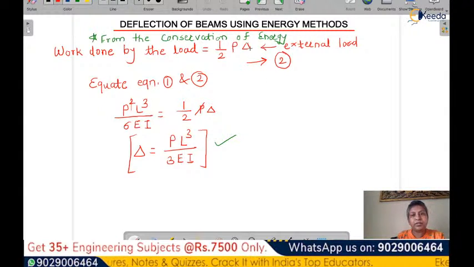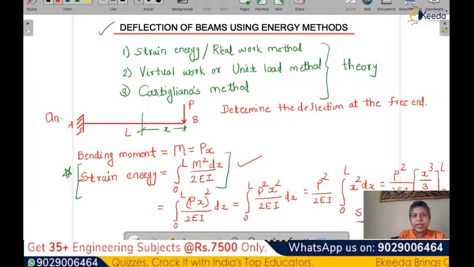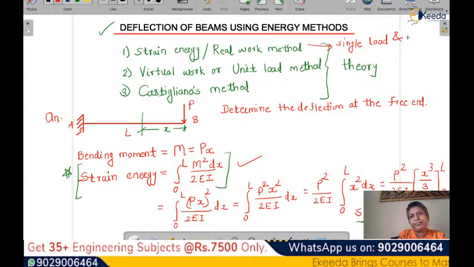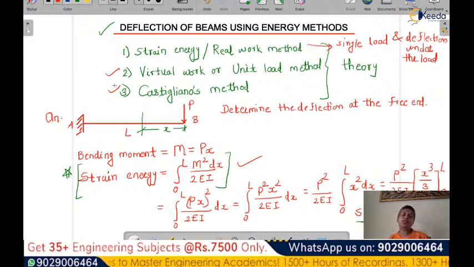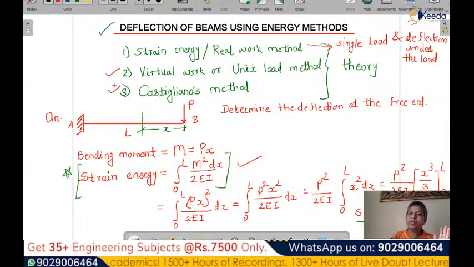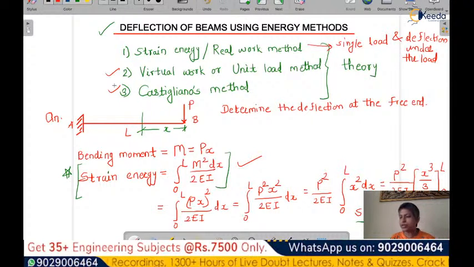So there are other methods as well. This is only for single load. Limitation of it is only for single load we can find out, and only the deflection under the load. So this is the only possibility. So that's why there are two other methods: virtual work, that is also called unit load method, and Castigliano's method. So we go with these methods where number of loads are more. Okay, so let's see a question using a unit load method.